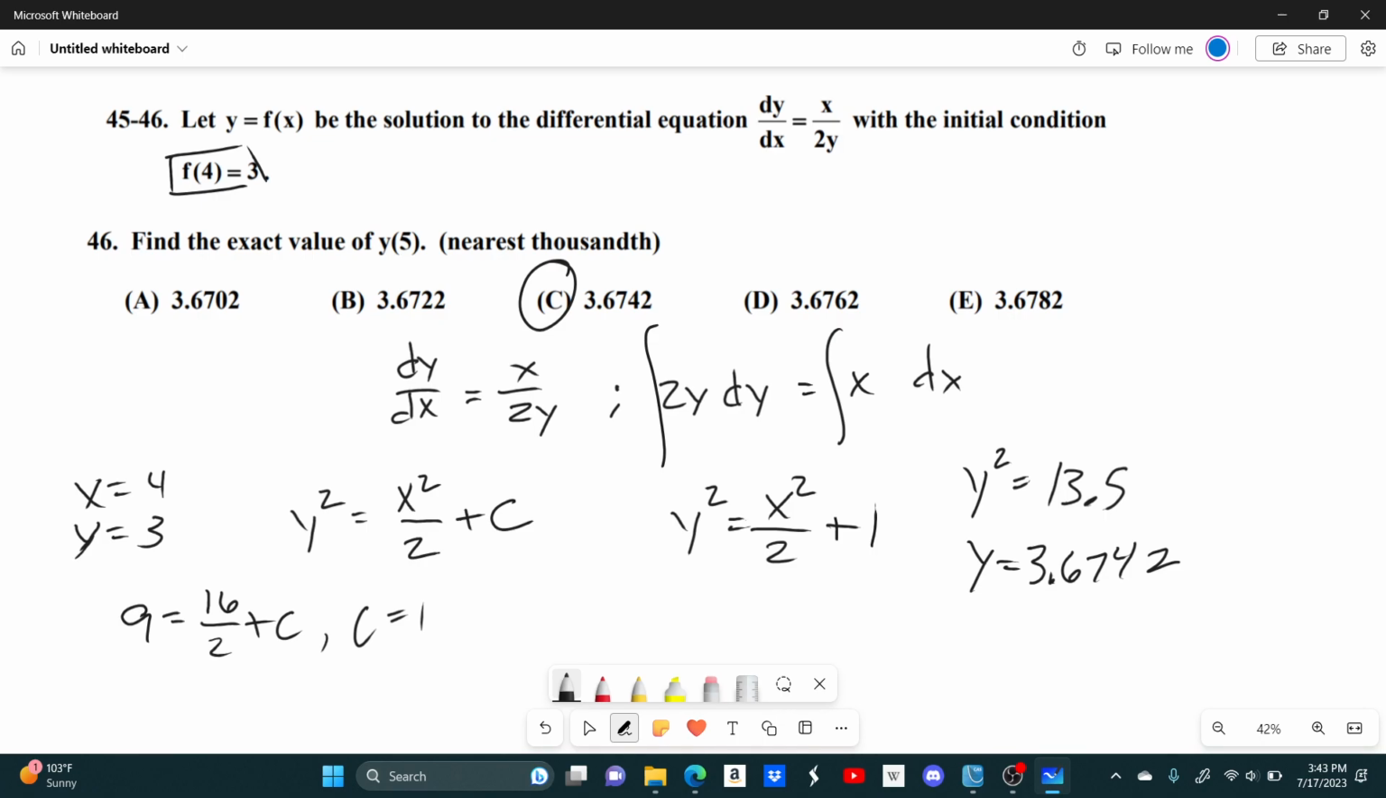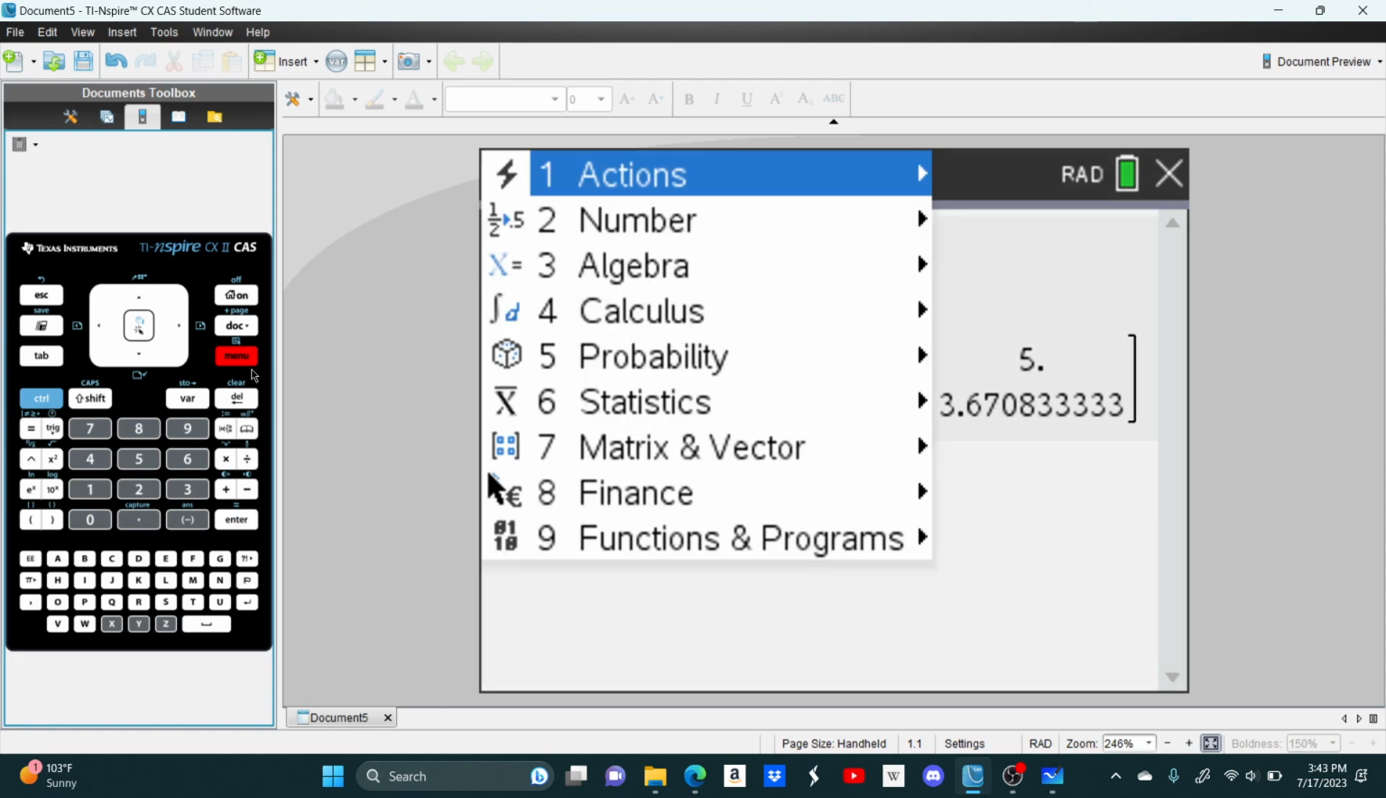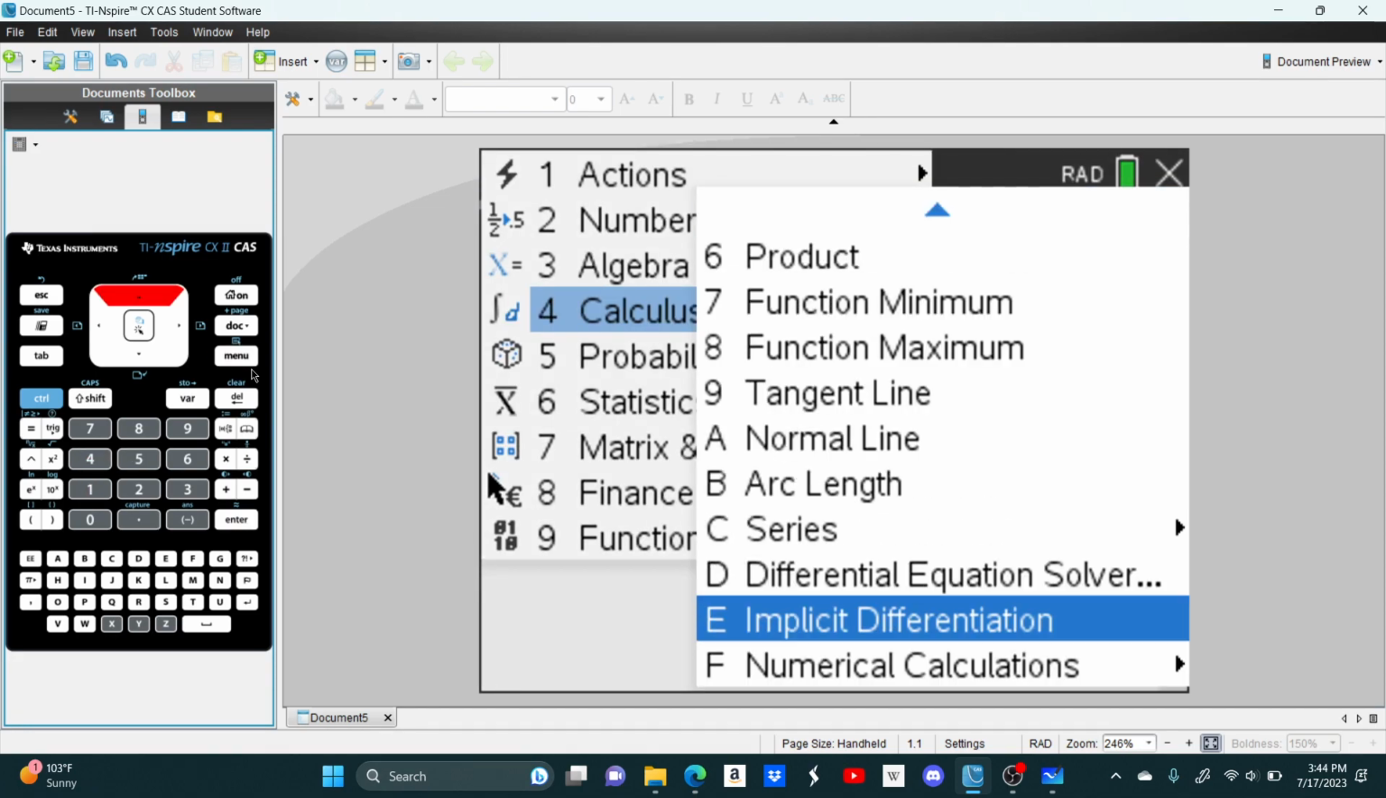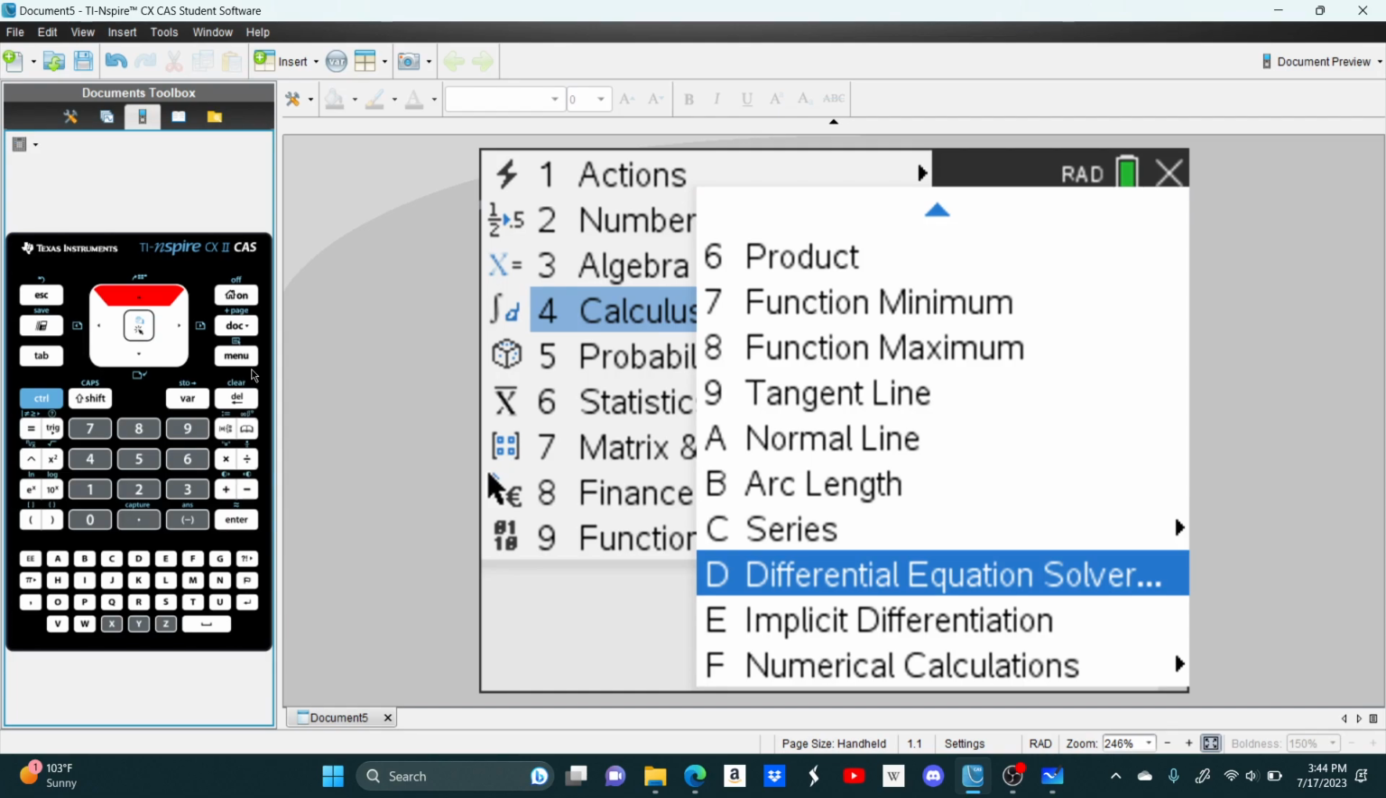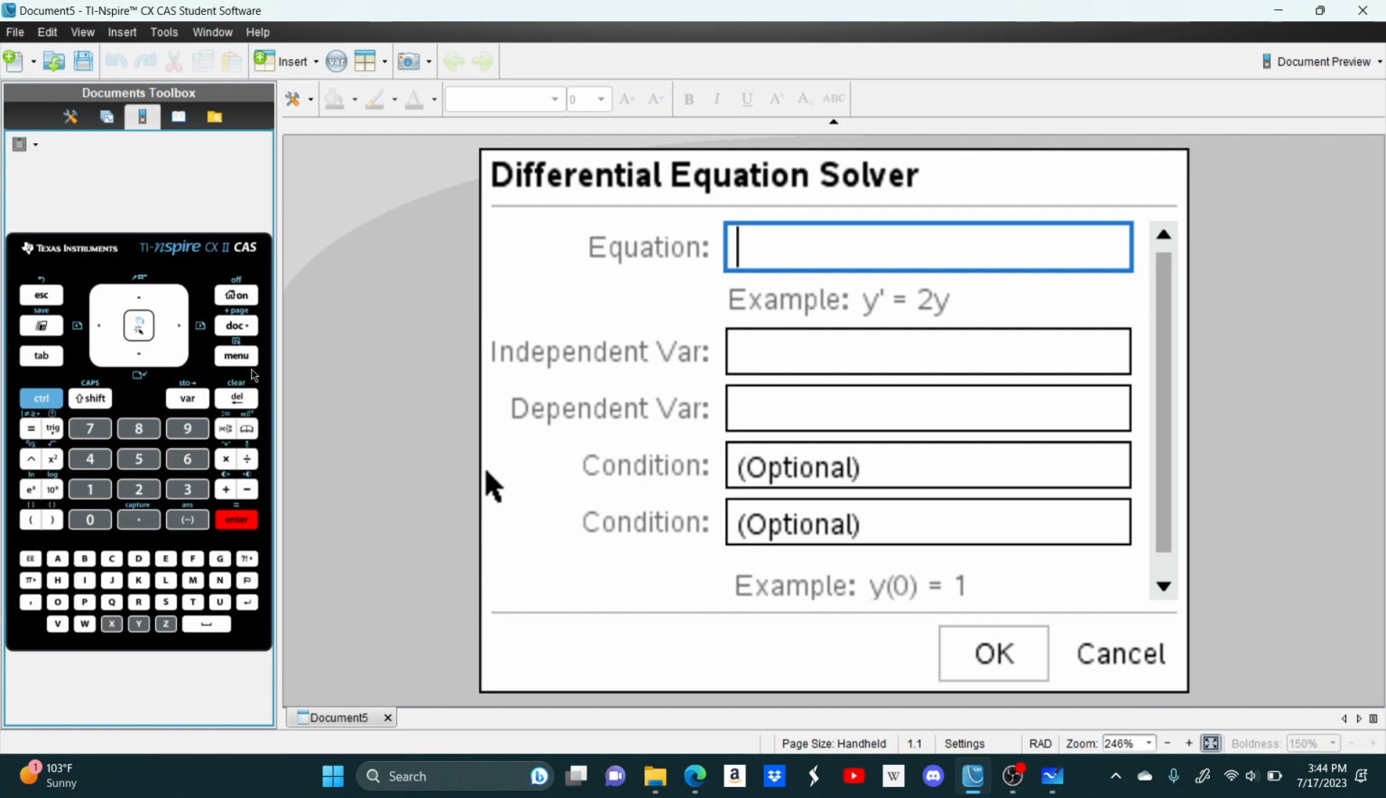The other way you could do this, and once again, a lot of people like the calculator, a lot of people think it's a waste of time, but I'm making the video, so I might as well show both ways. So if you go to your calculator, you go to calculus, and then at the very bottom, you see D, which is for differential equation solver. Click enter, and this is on the CX2 where it gives you all these things. I will also show how to type it out on just the regular CX, but it's honestly very much the same.